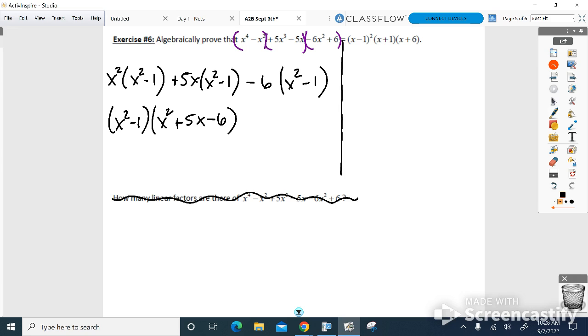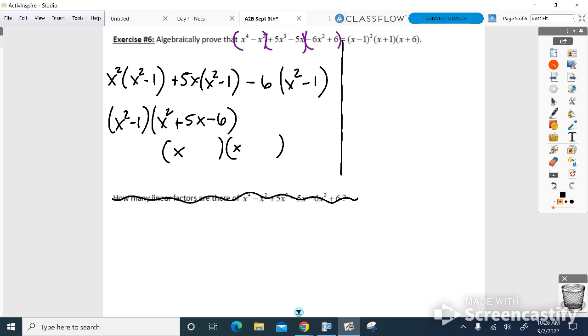Oh, wow, you went with the big one right away. Remember yesterday? 3 terms, the a value is 1. 2 numbers that do what? Multiply to negative 6 and add to 5. Think about it.